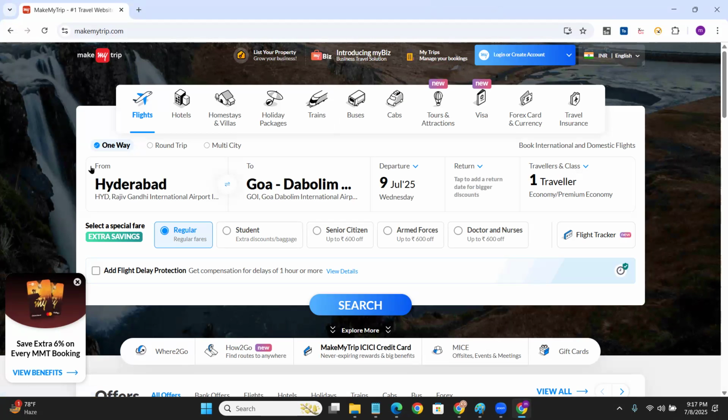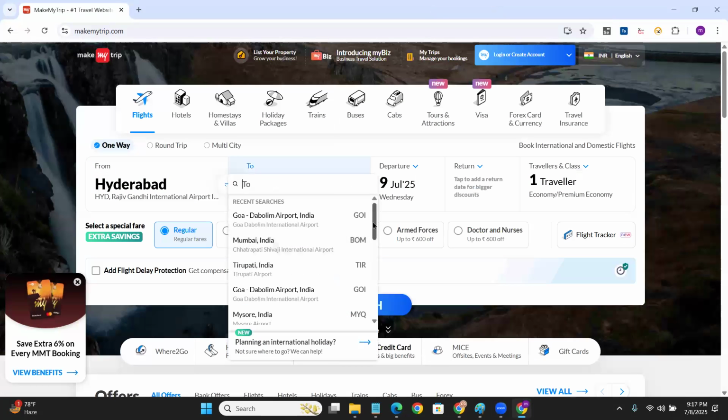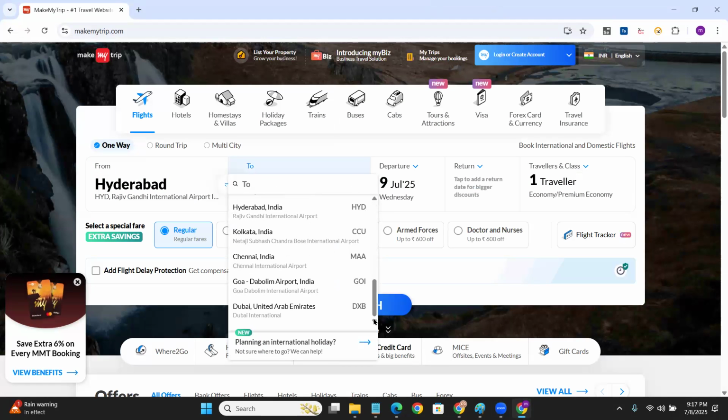Let us assume I go to select from Hyderabad, and I want to select Nellore, but Nellore is not there in the to drop-down. If I want to book a flight ticket from Hyderabad to Nellore and Nellore is not available, can I say there is a problem in the application? Developer did a mistake like this? Can I say it is?